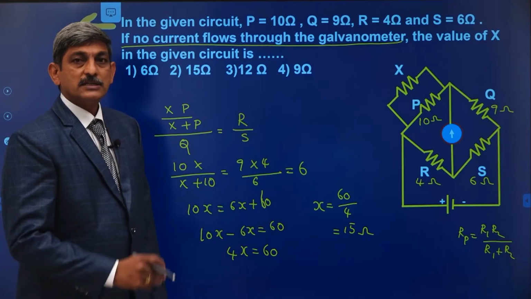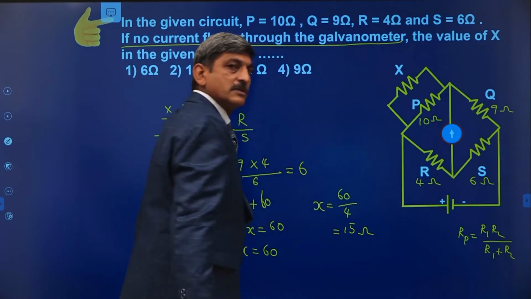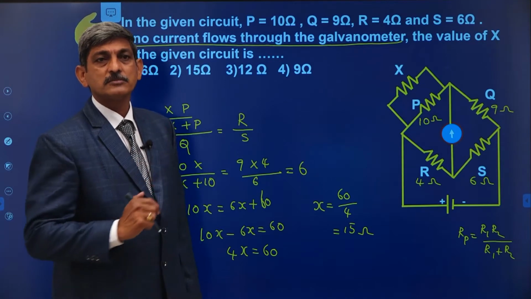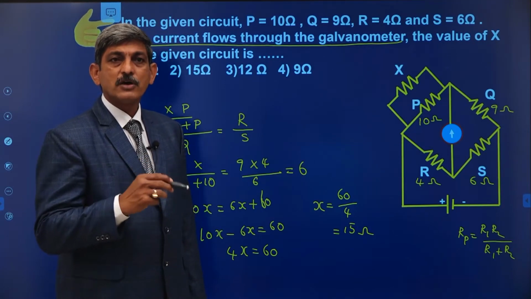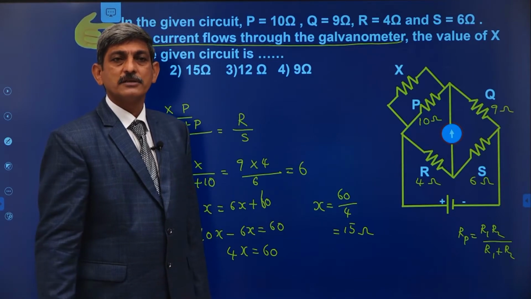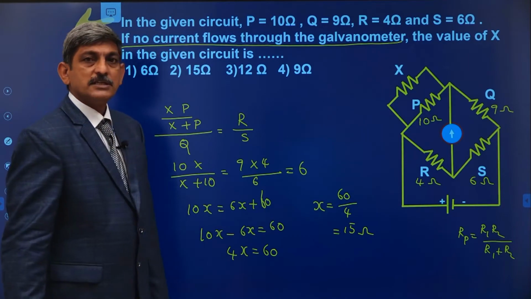So here 3 resistors are given in 3 arms, but the combination of 2 resistors is given in 1 arm. The effective resistance value of the arm is taken into consideration while applying the Wheatstone bridge. Right? This is the second problem.